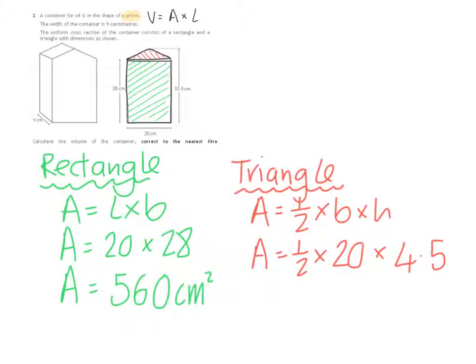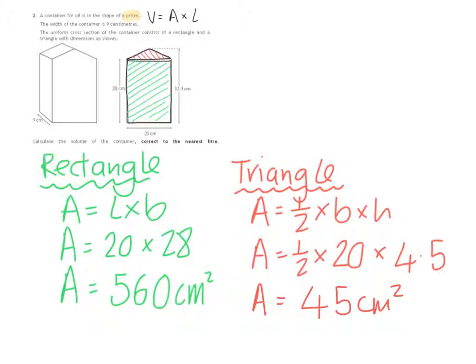Now, once again, we can use a calculator if we really need to, since it's the calculator paper. But just like the previous calculation, we should be able to work this one out without. So we've got a half times 20, which is just 10, and 10 times 4.5 is 45. So that's 45 square centimetres.